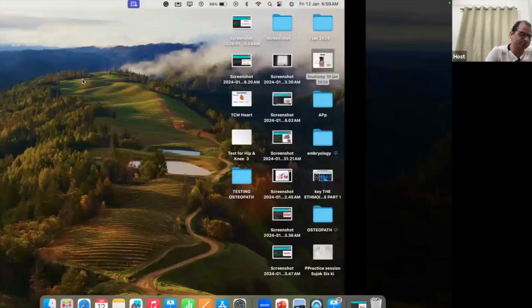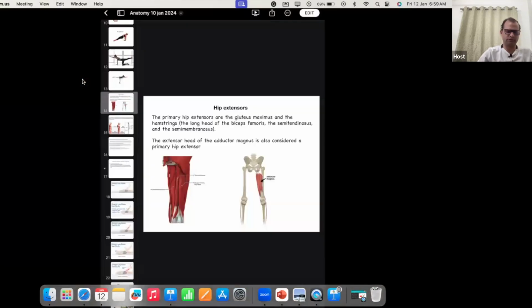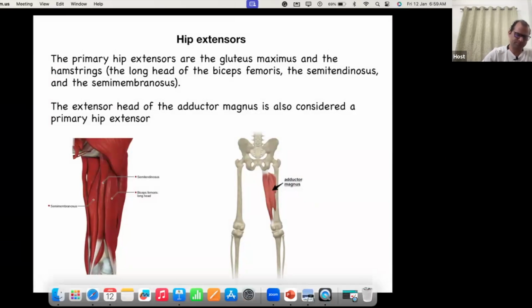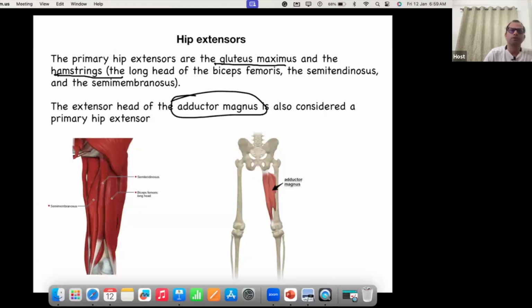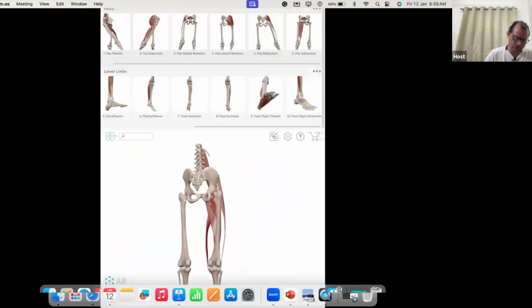So these groups of muscle called hip extension. So look at in this image here. Hip extension here. So hamstring muscle, gluteus maximus, and one more muscle, that is adductor magnus. These muscles are doing hip extension.